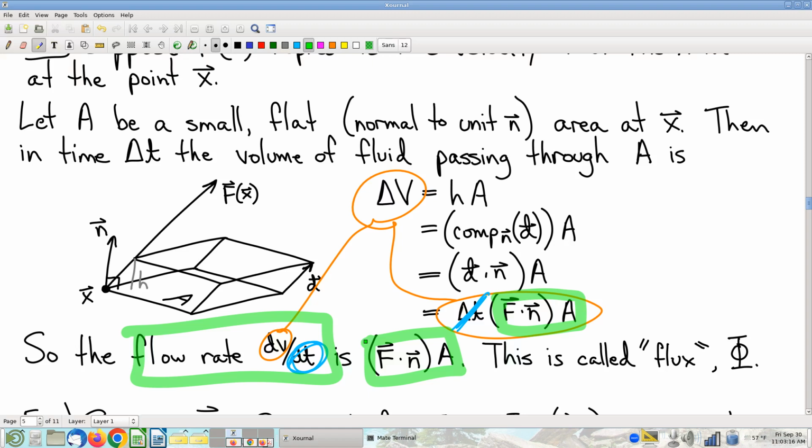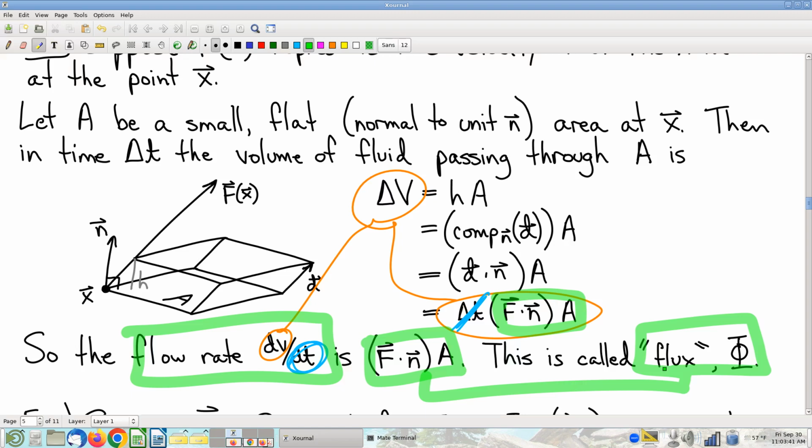This is an expression that's going to come up a lot, so it's worth having a name. The name is flux. There are different interpretations of what flux is. The one that I want to use here is that it represents the volume per unit time of fluid passing through a given little piece of surface. Okay. Everybody on board?